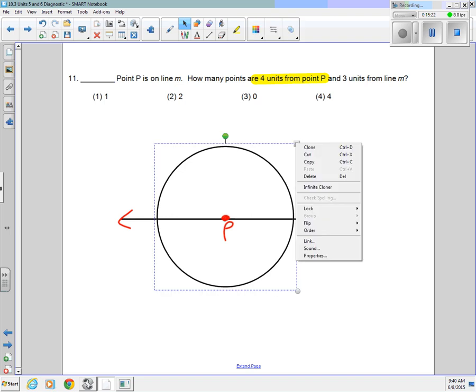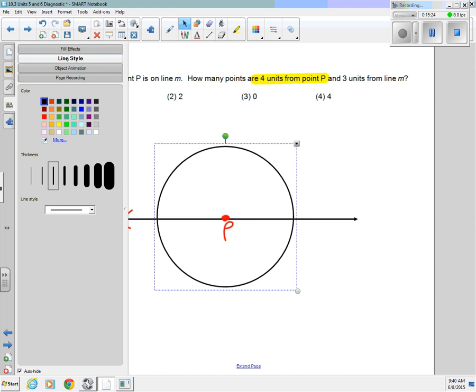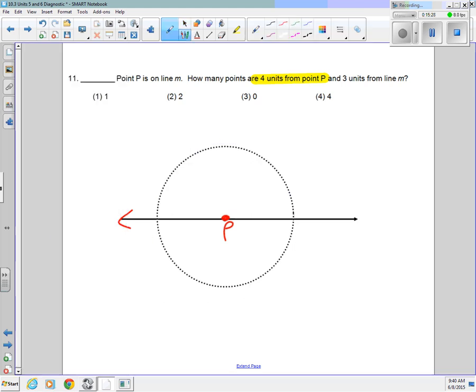I'm going to dot it, and I'm just doing that on the smartboard. I'm dotting it, and I know this has a radius of 4. So I know 1, 2, 3, 4. So this is 4 out. 1, 2, 3. This is 4 this way.